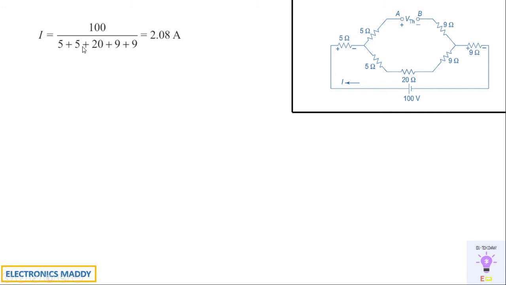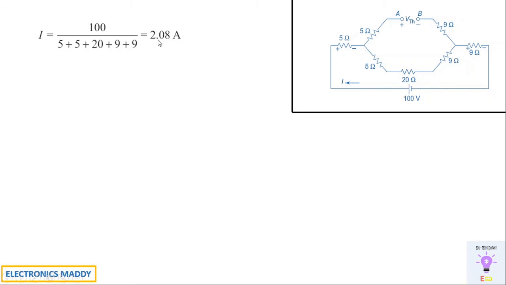So I is calculated as follows. The voltage source is here and the current will be flowing only through this path, because this path is already open circuited. That means 5 ohm, 5 ohm, 20 ohm, 9 ohm and 9 ohm are all connected in series. By applying Ohm's law, that is I is equal to V by R, 100 divided by these values connected in series, you'll be getting the value of I.